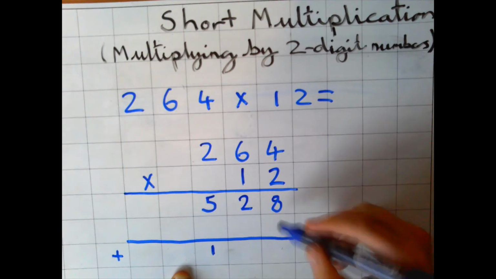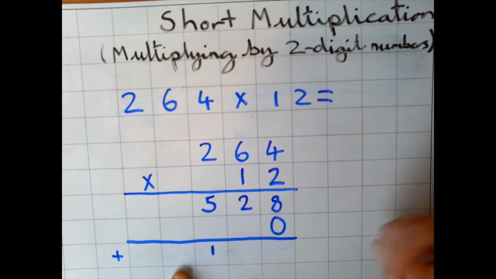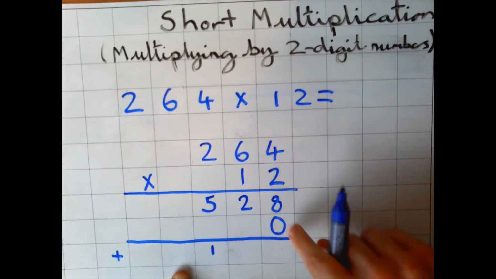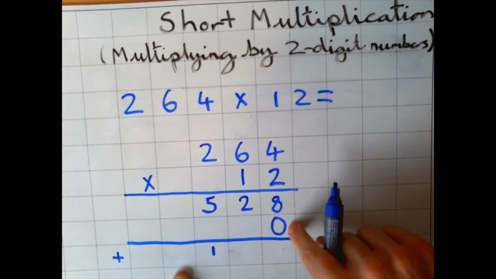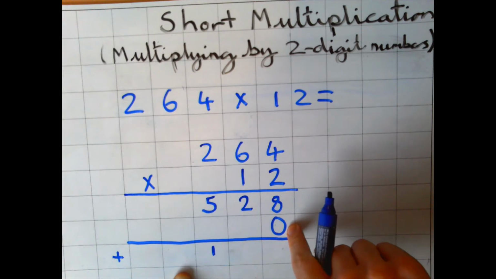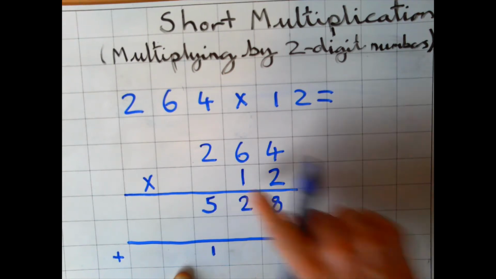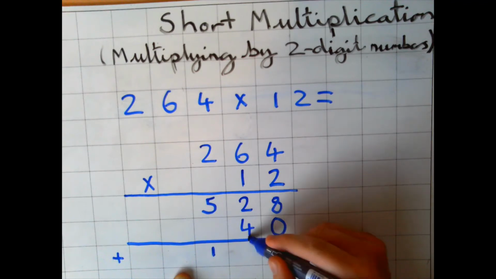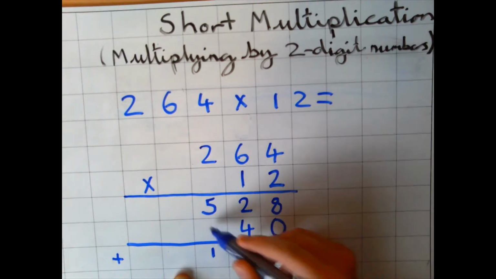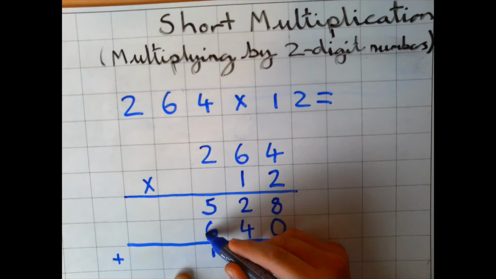Now the last step, we have 2 columns worth here, so we're just going to need to add as we go down. 8 and 0 is 8, 2 and 4 is 6, 5 add 6 is 11, so I put the 1 here, and then 1 up there, and 1 and 2 makes 3. 264 times 12 is 3,168.